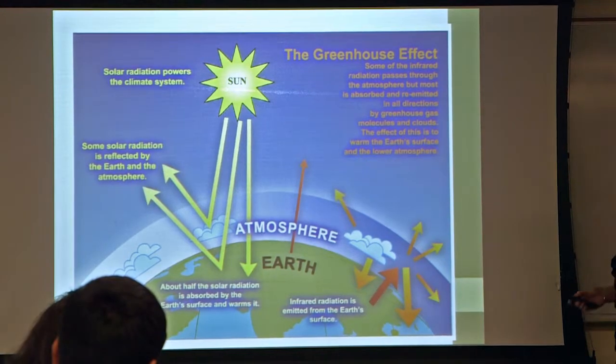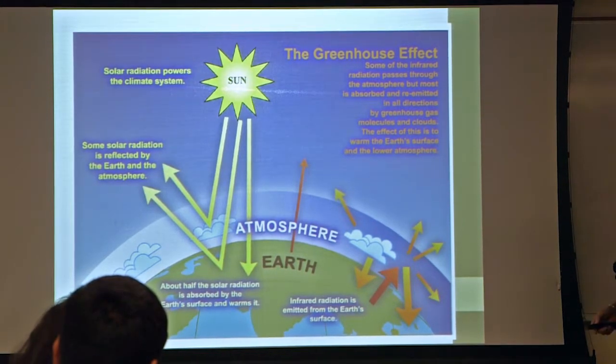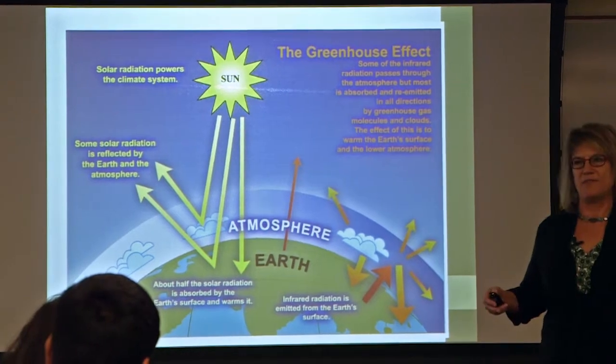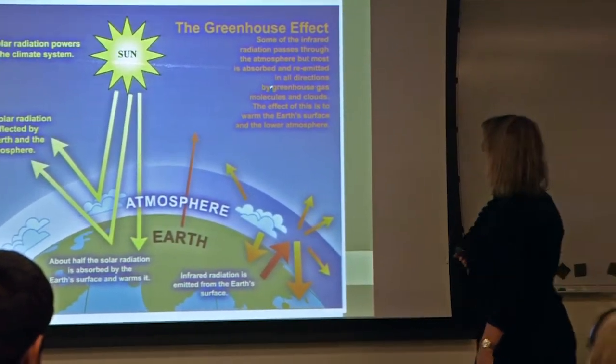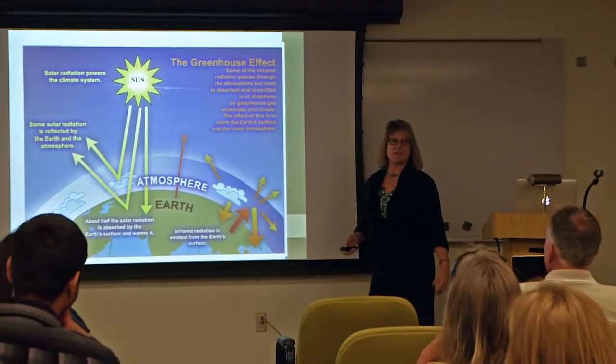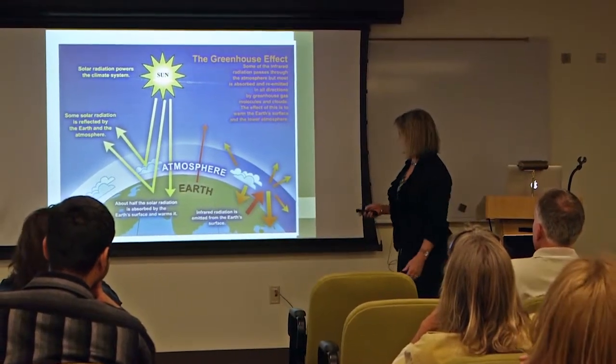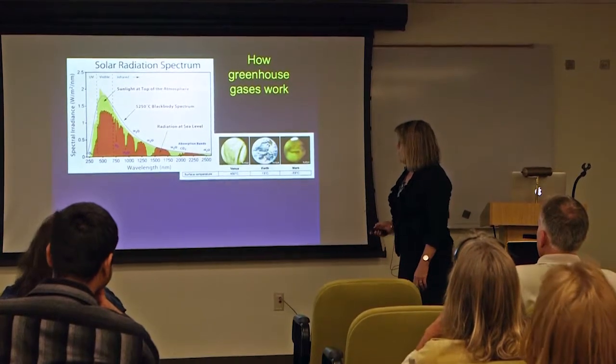That's a natural process. And as it is re-emitted, some of it is reabsorbed by gases in the atmosphere. These are called greenhouse gases because they act like a greenhouse. They make it warmer because they reabsorb that long-wave radiation. So how do they work?